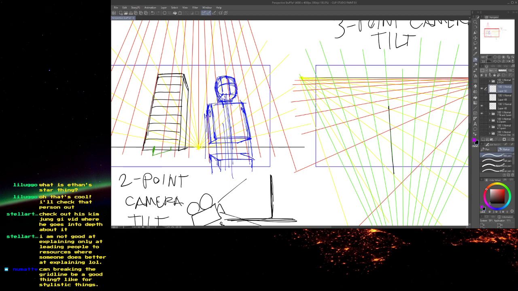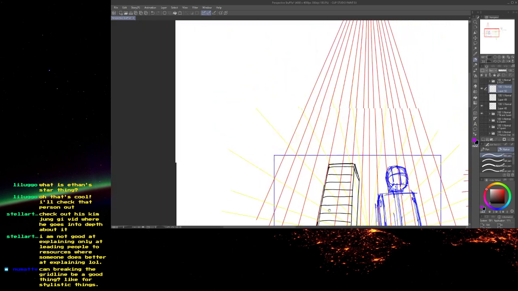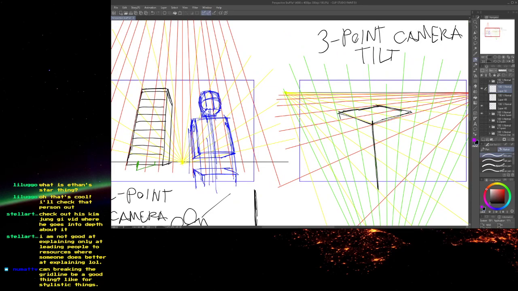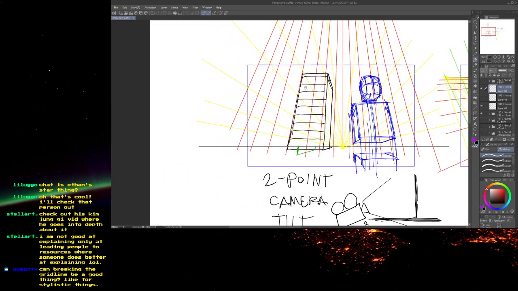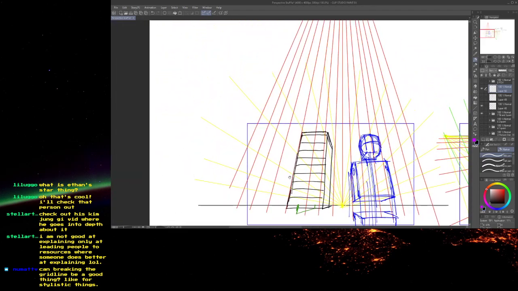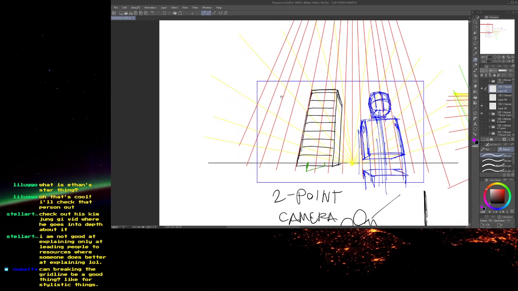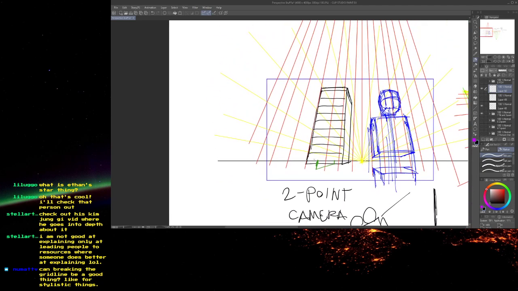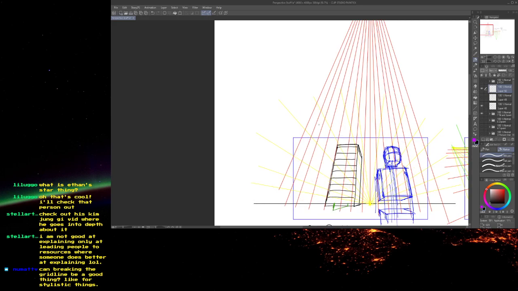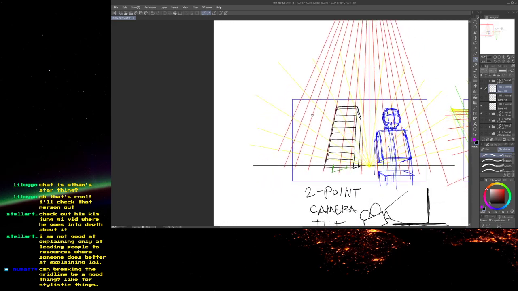This 3-point's advantages are that it adds an additional level of depth to things. It's essentially the same as the 2-point camera tilt, but at an irregular angle where you're looking from side to side at these things that would normally be kind of straight on like this. So the way that this thing would get turned into 3-point is if you turned your head to the side, basically.